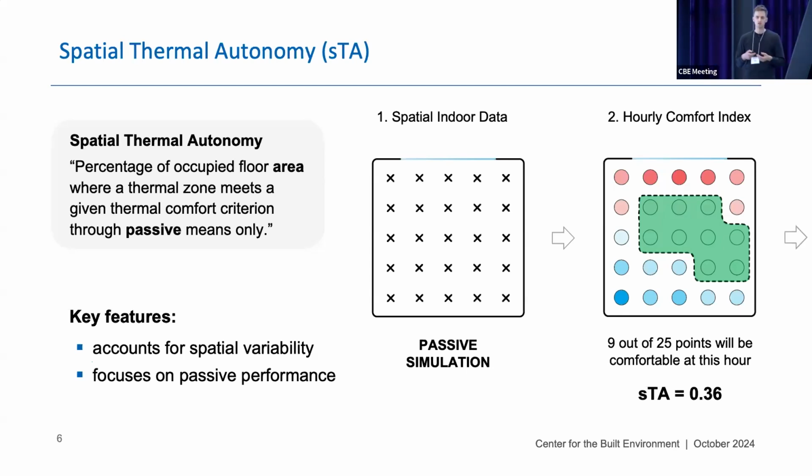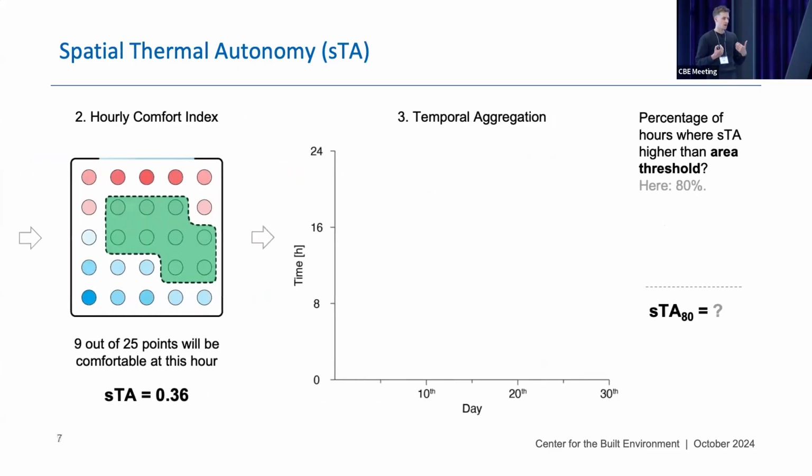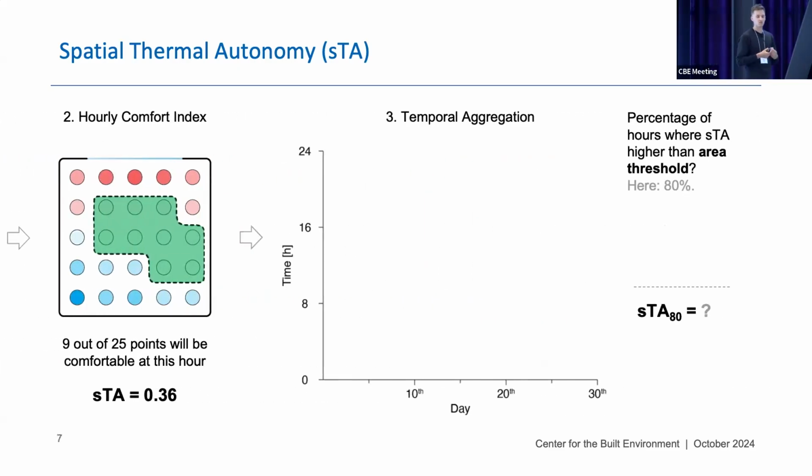But that's not enough. It's just an hourly result. To guide our design, we usually tend to look into only a single value metric, as I said earlier. So what we need to do is to make a temporal aggregation of these results. To be able to do that, there's one critical point that we have to decide, and that's the area threshold. So we have to decide at what area percentage of thermal comfort we count an hour as comfortable. When we have decided that, in this case we started with a baseline scenario of 80% of the space.